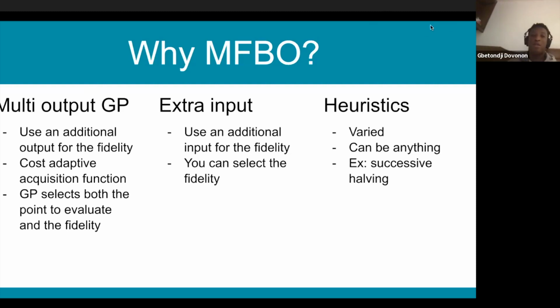And then the last method, which is actually the one that's used the most, even though it's not exactly considered a multi-fidelity method in most cases, is just a whole bunch of heuristics. They are varied, they can really be anything. An example of such heuristics is successive halving, that's used a lot for hyperparameter optimization. In the case of hyperparameter optimization, it can look like having a specific budget, which can be training for 100 epochs, for instance.